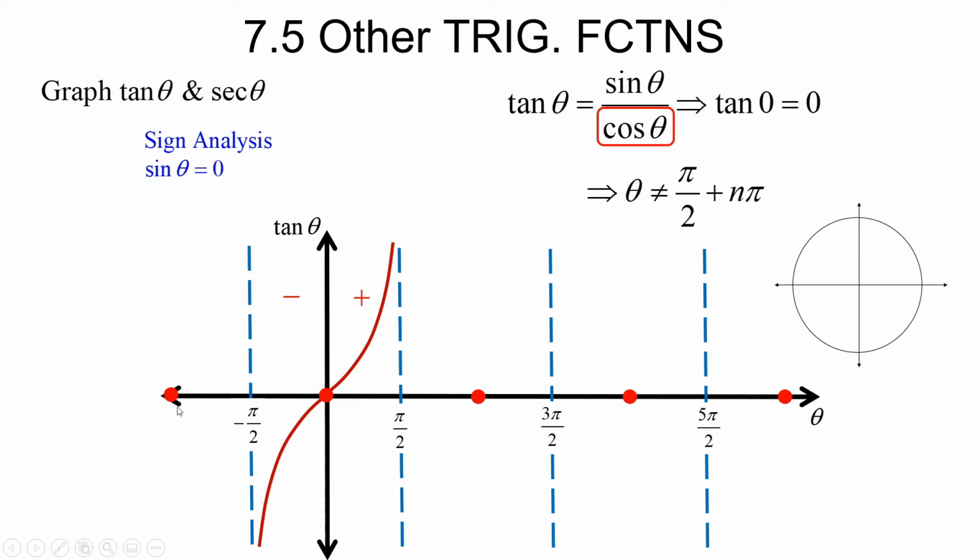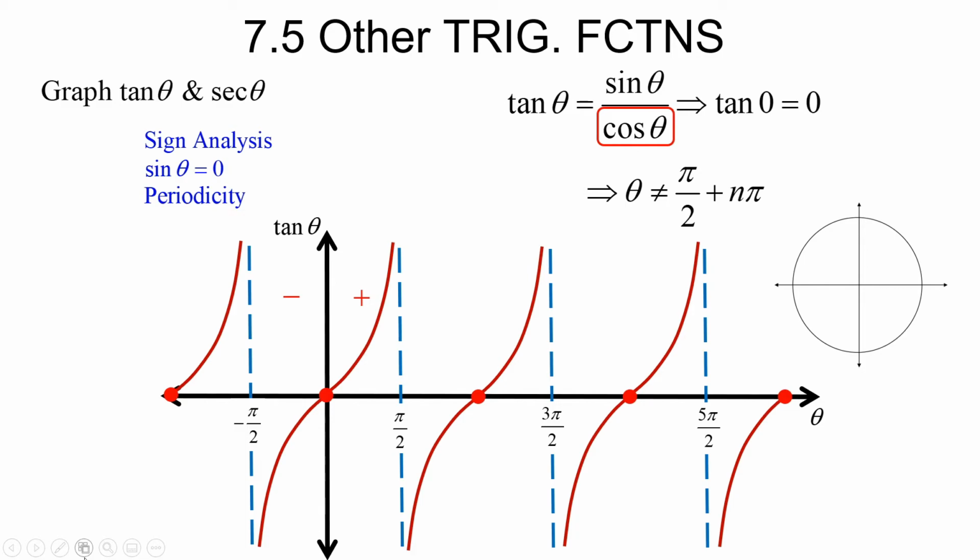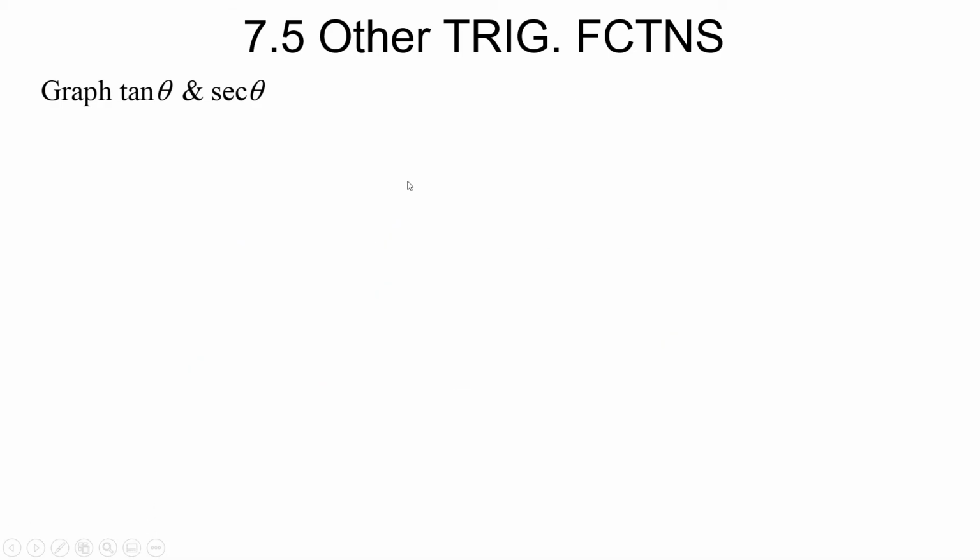Now, periodicity. This graph right here is the first period of tangent, and since tangent is periodic, that pattern is going to repeat in both directions. So periodicity, let's just keep drawing that pattern between your asymptotes. And I draw that just like that. And that, my friends, is the perfect graph of tangent of theta right there. Okay? Now, let's do the same thing with secant of theta.